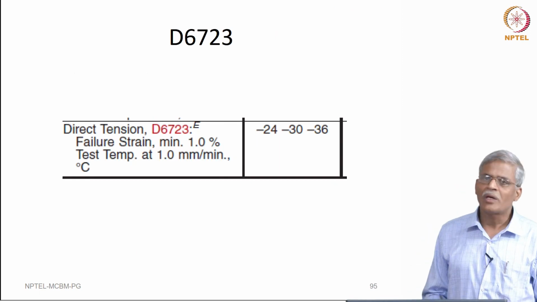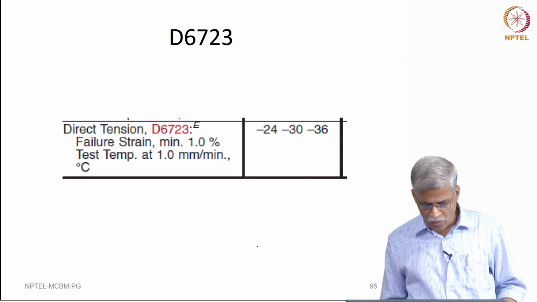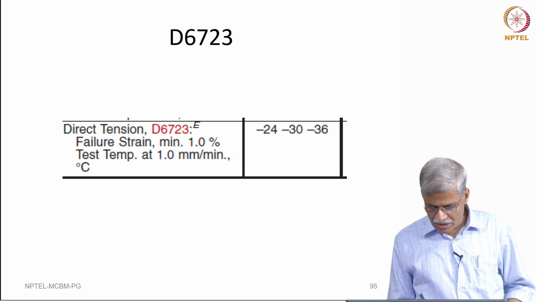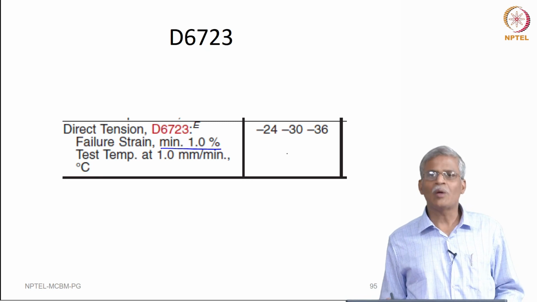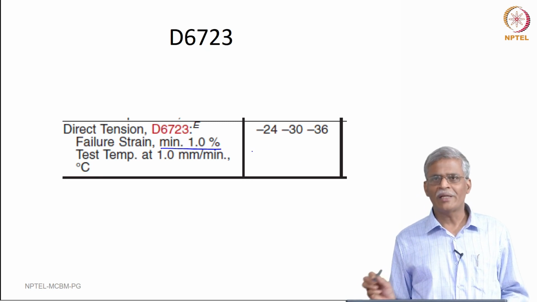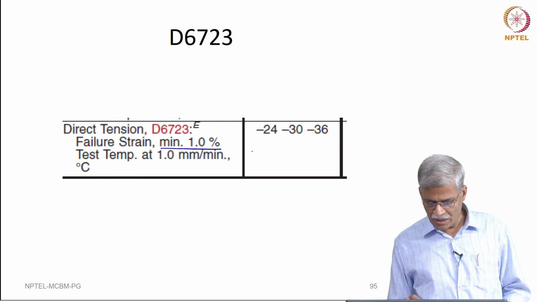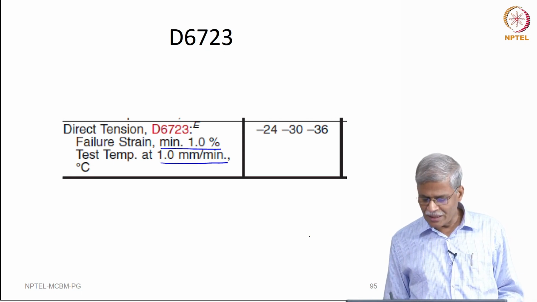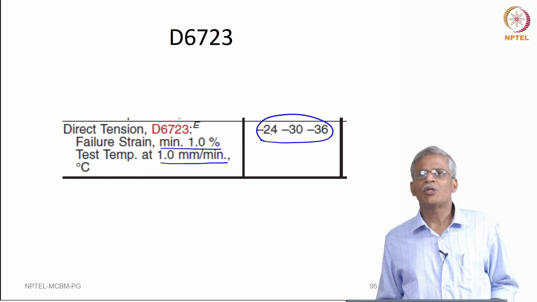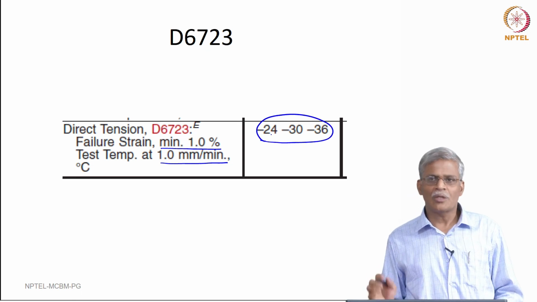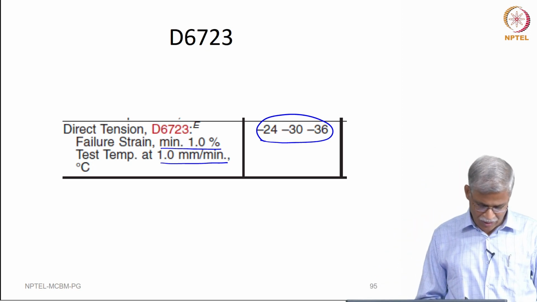Okay. And what is the failure mode here now? As far as the PG is concerned, the failure strain. So, if the failure strain is minimum 1%, find out the temperature at which the failure strain is minimum 1% at 1 mm per minute when it is subjected to this loading condition. This is the low temperature PG of this material. So, this is how the test has to be interpreted now.